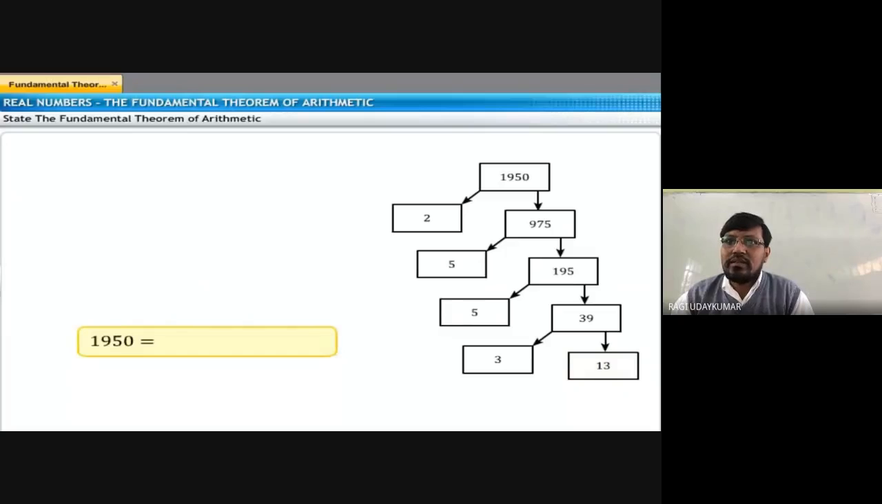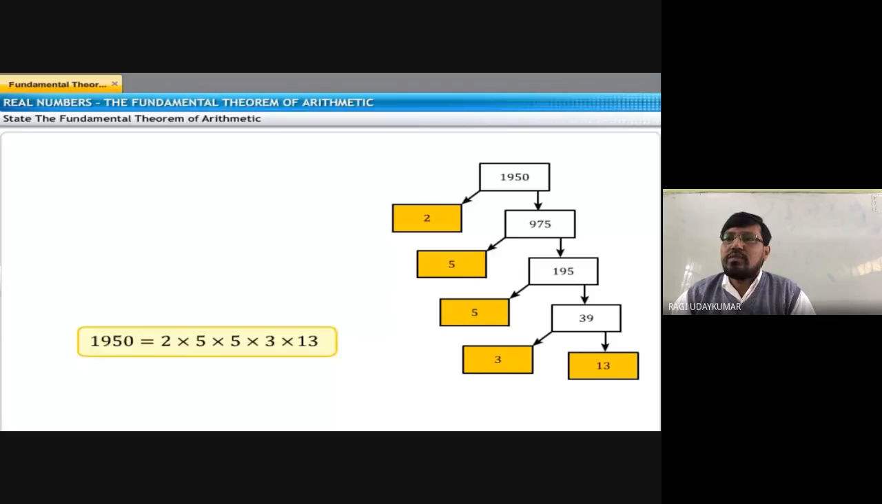So 1950 can be written as 2 into 5 into 5 into 3 into 13. And you see that in this product, you have only prime numbers. So this 1950 is a composite number, and this composite number can be expressed as a product of prime numbers in a unique way.